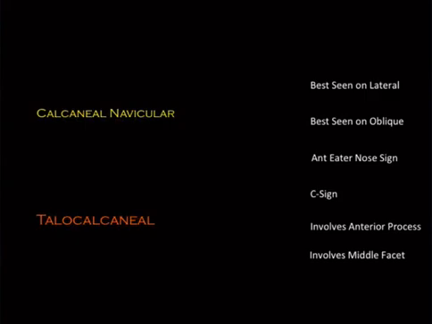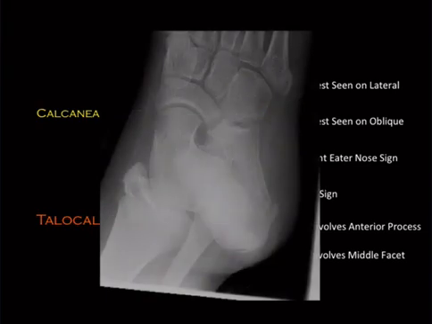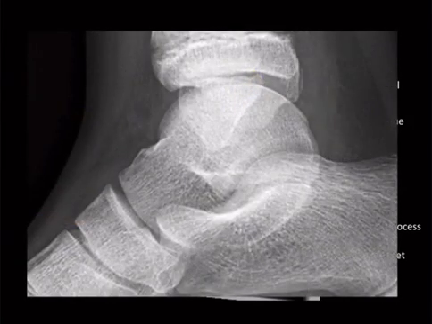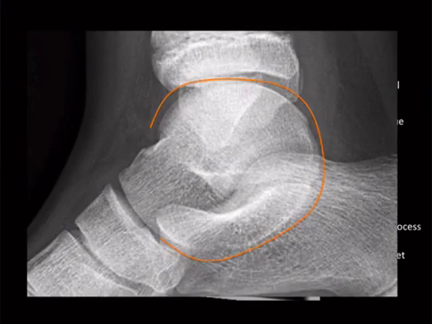What are they best seen on? So I will tell you that the talocalcaneal is that continuous C sign that I showed, and that is actually best seen on the lateral view, which is how I showed it. The calcaneal navicular is that anterior process, or so-called anteater, and that's actually easier to see on the oblique view, sort of like this. As opposed to the continuous C, which is seen best on the lateral view. Some people will call this an absent middle facet sign.